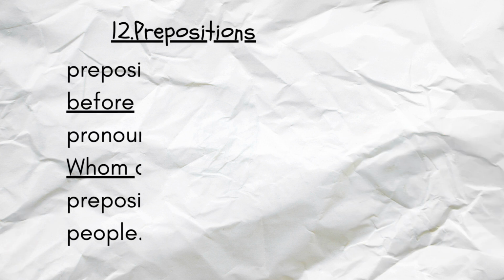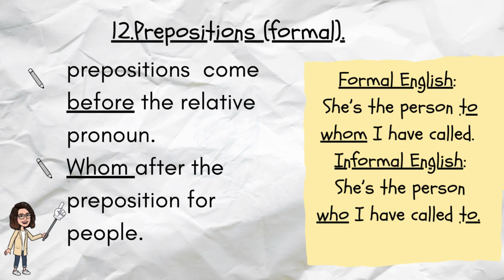12. In formal written English, prepositions often come before the relative pronoun. For people, we use whom, not who, after the preposition. Formal English: she's the person to whom I have called. Informal English: she's the person who I have called to.